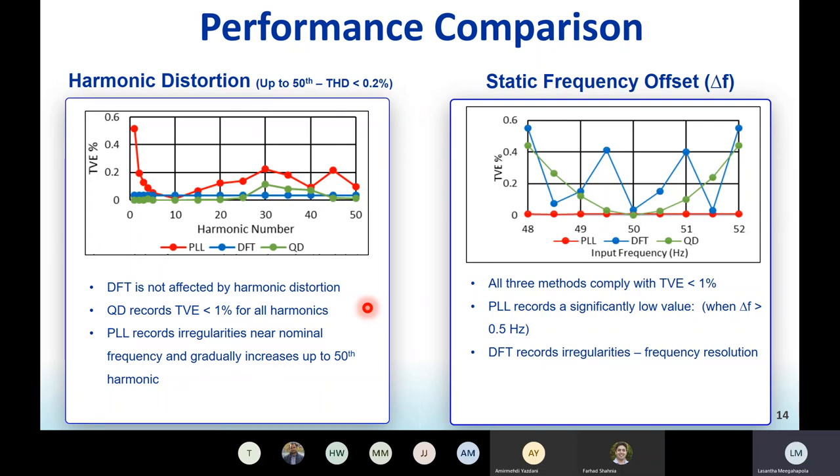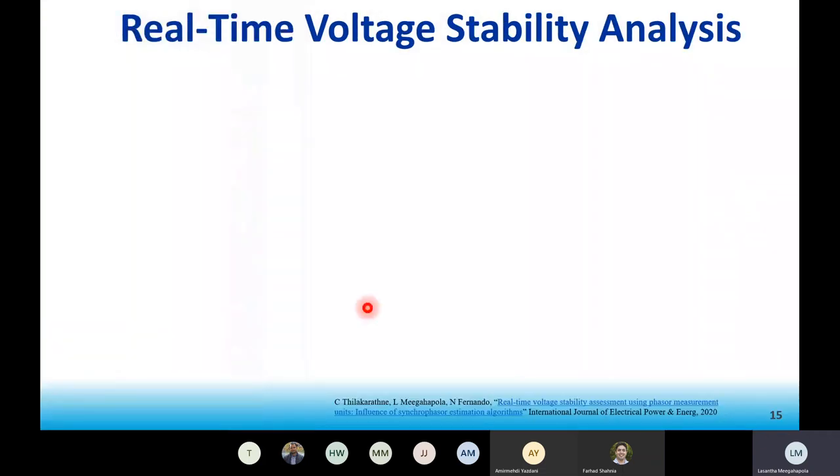But still, you could see some discrepancies between the three algorithms. So let's look at how these algorithms actually perform when you put them into the field. That's why we need three different sets of PMUs: one based on the PLL, another based on DFT, and the other based on quadrature demodulation. If you install these PMUs in the field and run a real-time voltage stability algorithm, you need to see what sort of effects it could have. So after this performance comparison, which is all good and they all conform to the standard, let's work out the real-time voltage stability analysis.